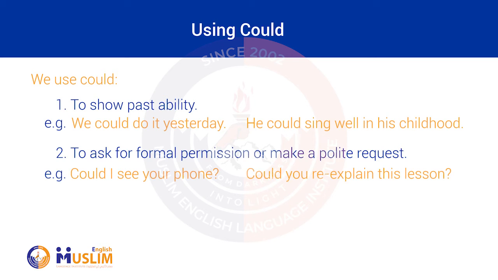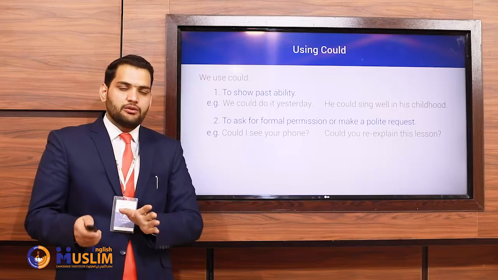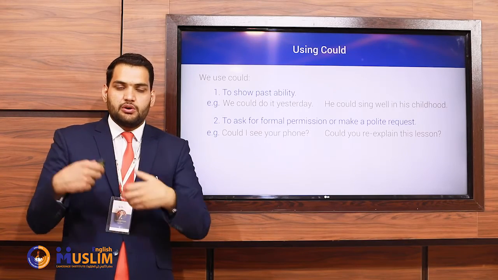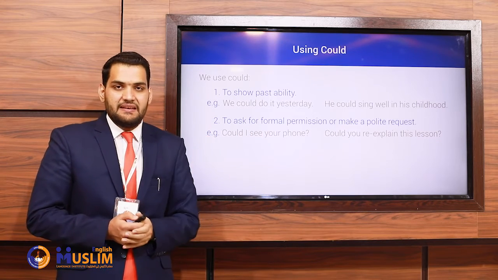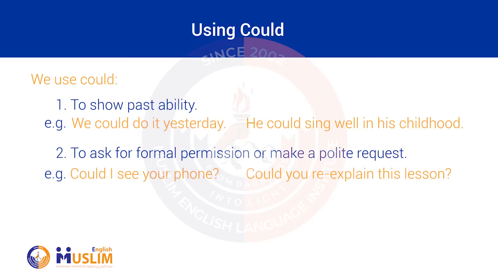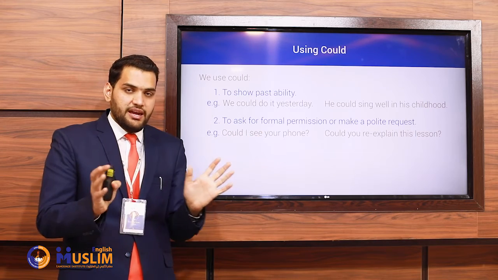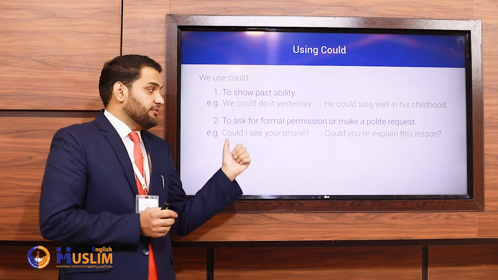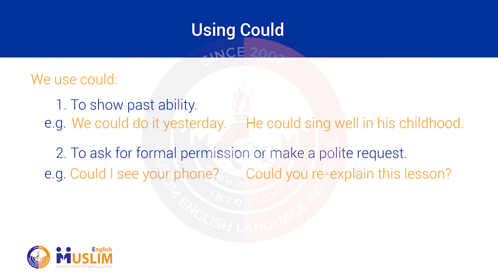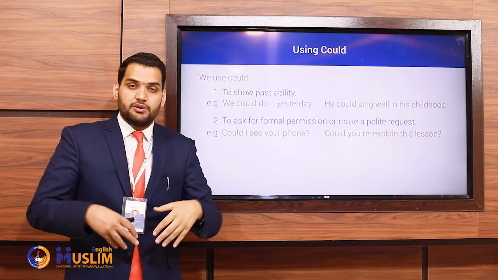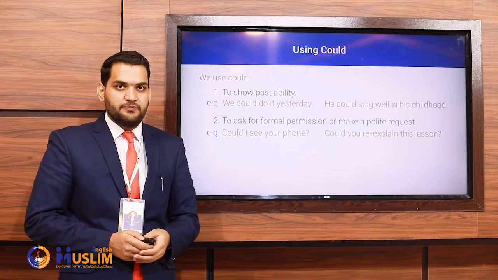The second purpose is that it is used to ask for formal permission or make a polite request. Can also be used to show a permission or a request, but could is more formal and polite than can. For example, could I see your phone? If you say, can I see your phone? That's okay, but that's not formal. If you say, could I see your phone? This is formal. Or could you re-explain this lesson? This is a request, but a more polite request.